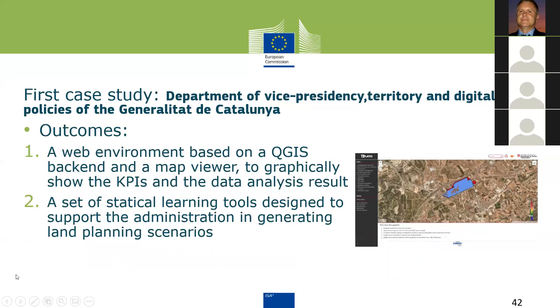The outcomes that we have defined with them are the web environment based on QGIS acting as a backend, and a map viewer, of which on the right side you can see an example, which will graphically show these KPIs, a high number of KPIs we are going to develop, and also the data analysis results. The other outcome would be a set of statistical learning tools designed to support the administration in generating land planning scenarios. So once we show them the diagnostic of the specific areas we have selected, we will provide methods and algorithms to allow them to generate future scenarios.